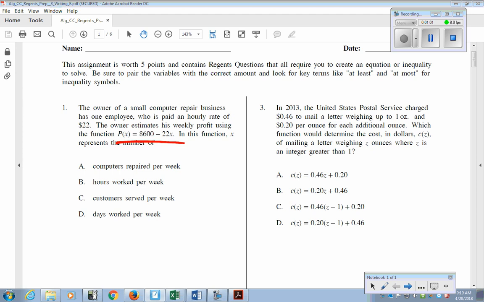And then we have a minus 22x. It says he was paid an hourly rate of $22. So we can make that connection because of what the 22 represents, that x is going to be how many hours that person worked that week. So if they worked 10 hours, it'd be 22 times 10. Okay. So let's take a look at another question.